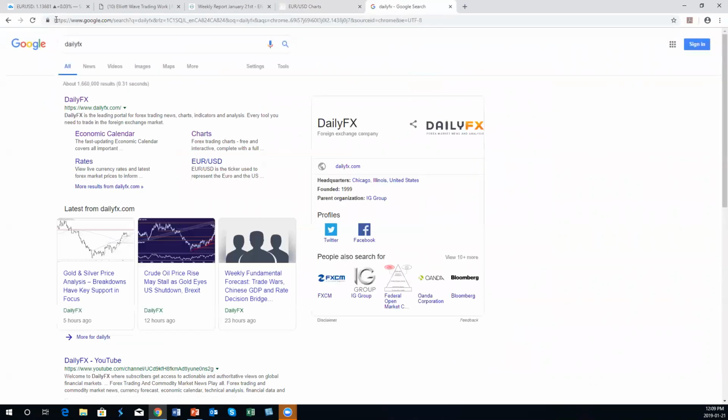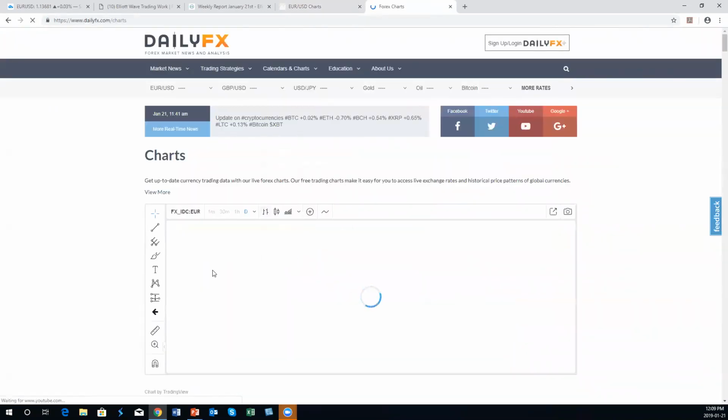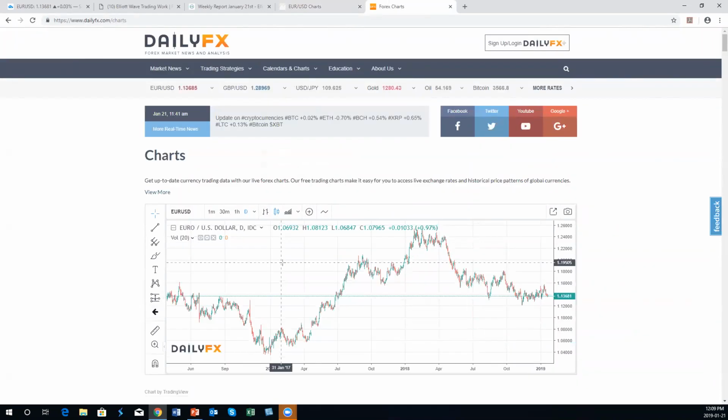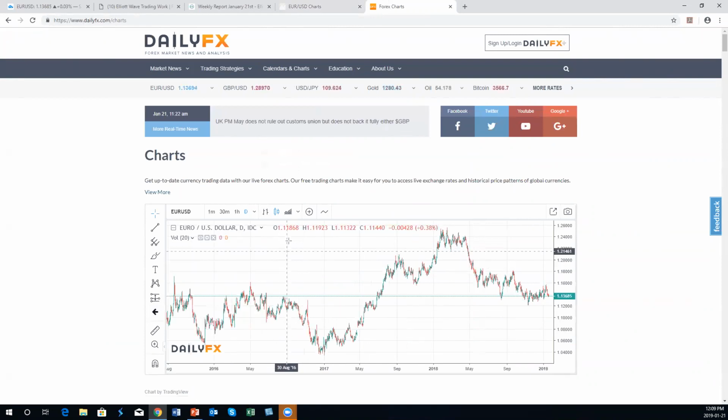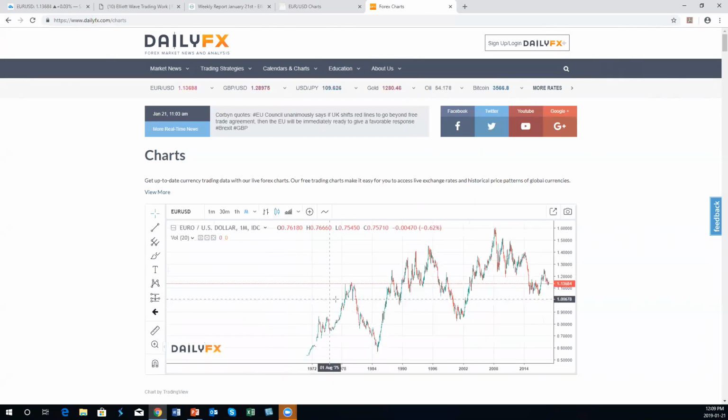And also DailyFX is using TradingView. So if we click on charts, and if we click on the monthly, this goes back to 1972. And this is TradingView charts. All right. All good so far?